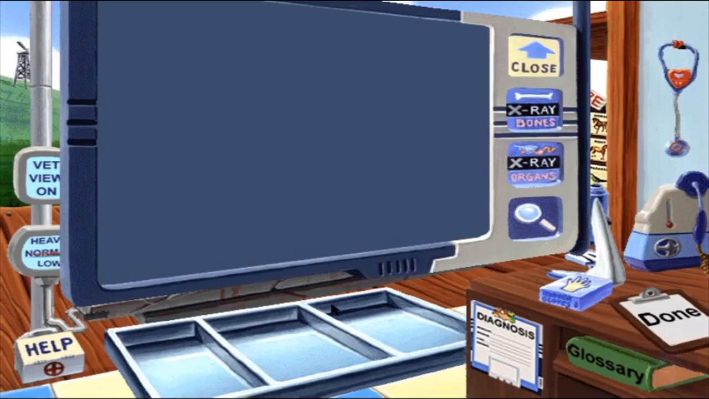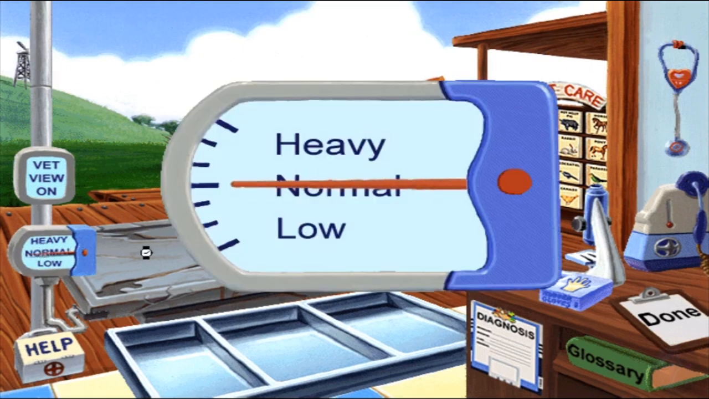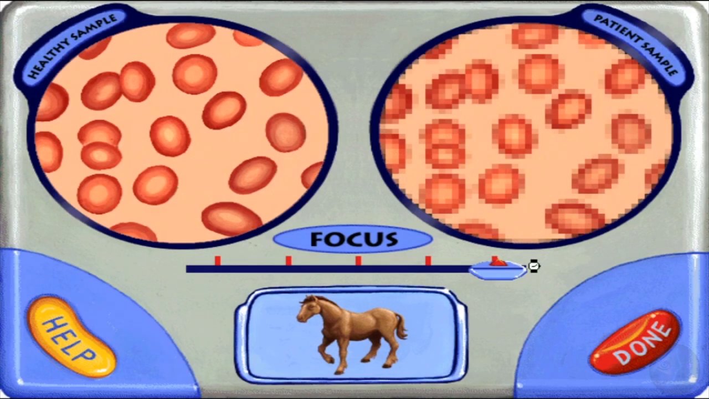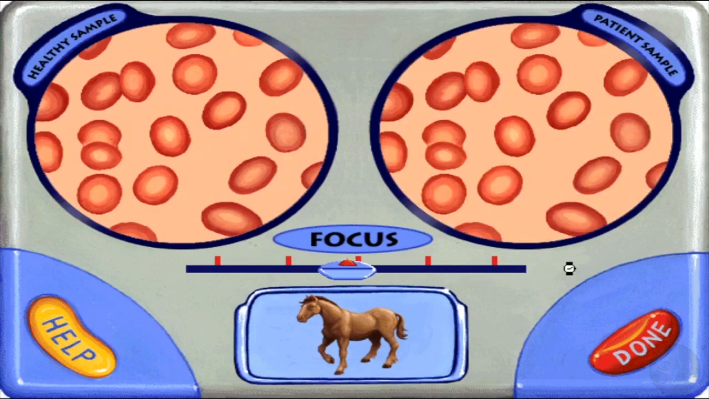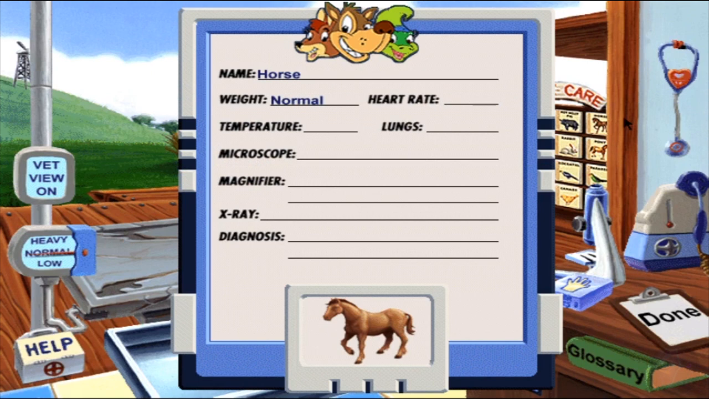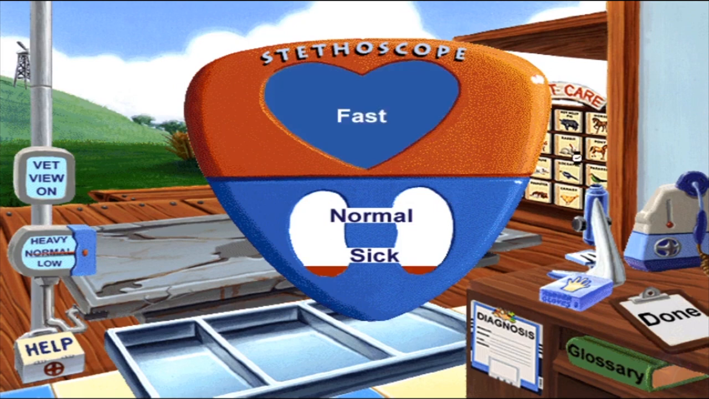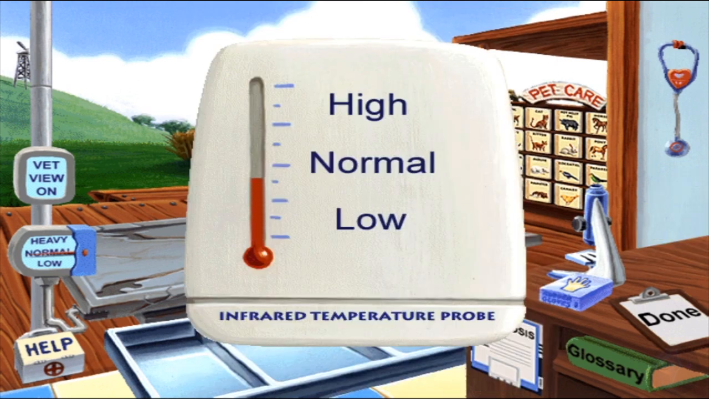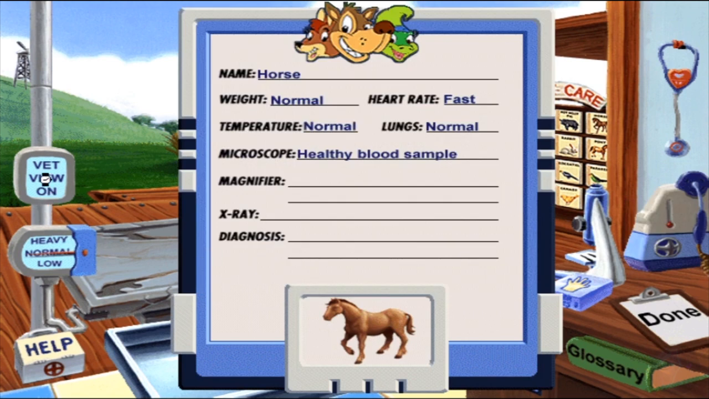You've brought an animal in for examination. This animal's weight is normal. Go ahead and focus the horse. Well, this sample looks healthy. Let's move on to another exam tool. Healthy blood sample. The animal's heart rate is fast. This animal's lungs sound normal. This animal's temperature is normal.